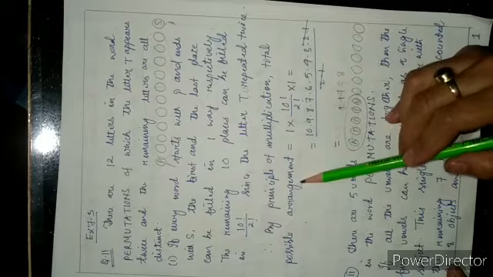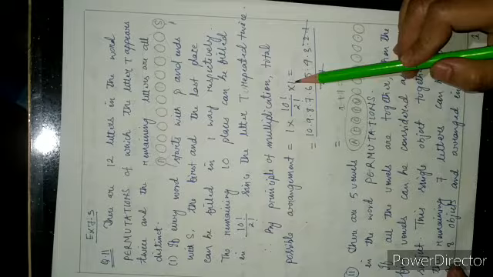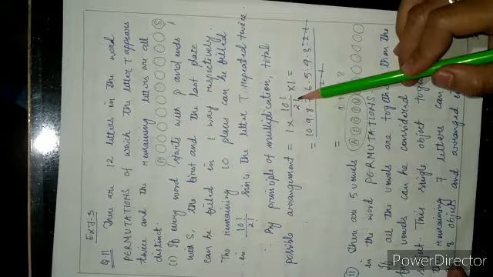And therefore by the principle of multiplication, the total possible arrangement is given by 1 into 10 factorial by 2 factorial into 1. That is 1 way for the first vacant place and 1 way for the last vacant place, and the remaining or the middle 10 places can be filled up in 10 factorial by 2 factorial ways.